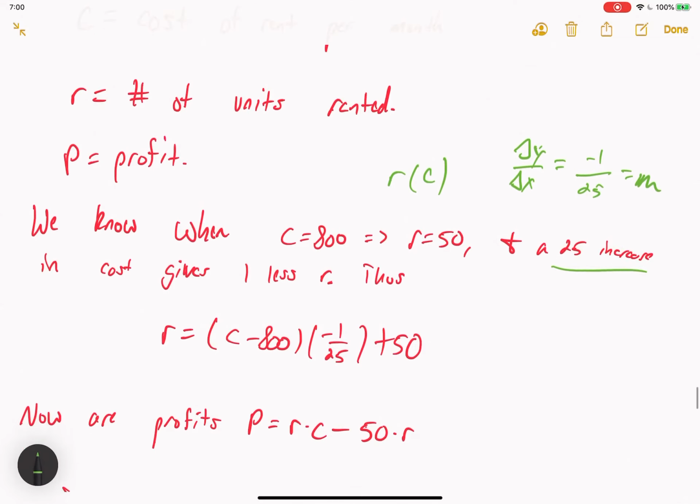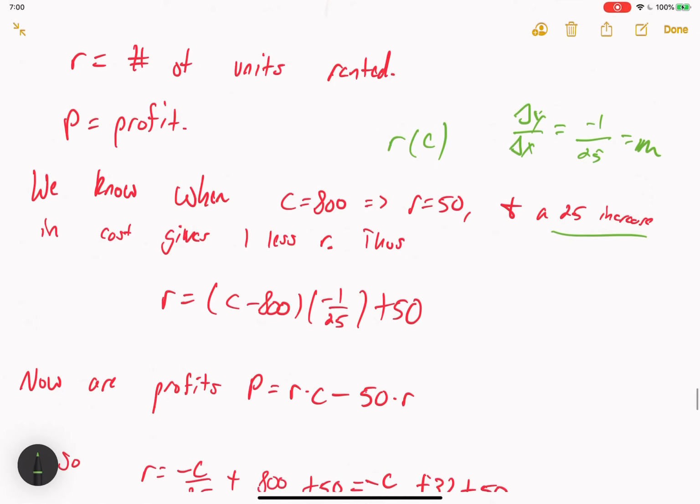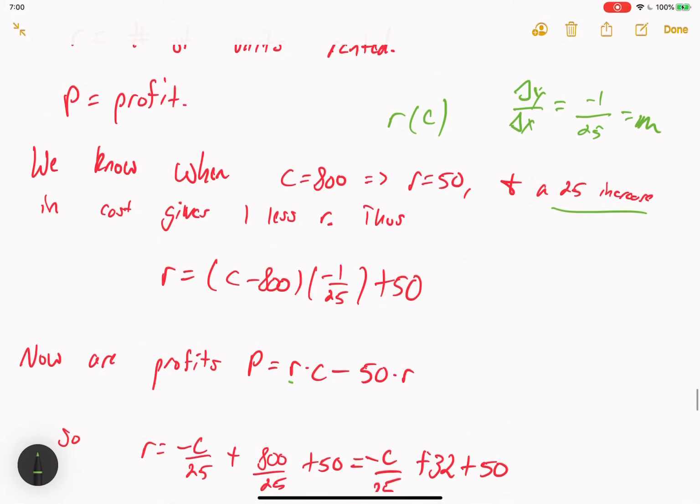Now our profits are also an equation that we need to find. So our profits are going to be equal to r times c minus 50r. So remember that r is going to be the number of units rented, c is going to be the cost. So the profit is just going to be how much they cost times the number available, because that's how much we're going to get. You sell 5 dogs that are worth $10 a piece, you get $50. That's a weird analogy, but whatever.